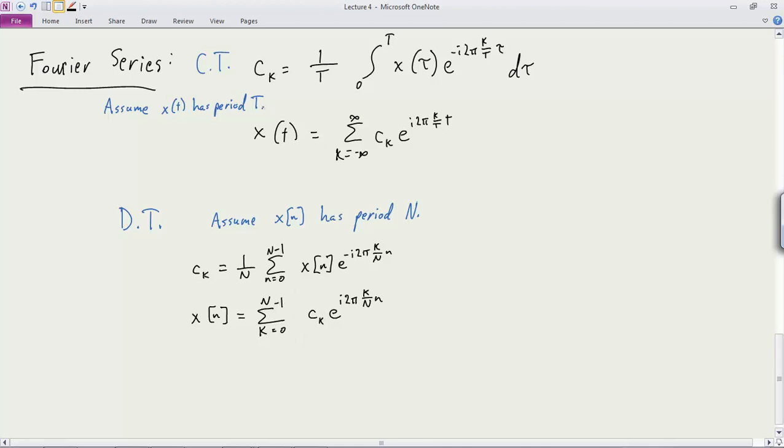So up above, we went from negative infinity to infinity in our sum to reconstruct a continuous time signal. For discrete time signals, you don't have to. In fact, you shouldn't. You just do n of them, and you'll get back the signal exactly.